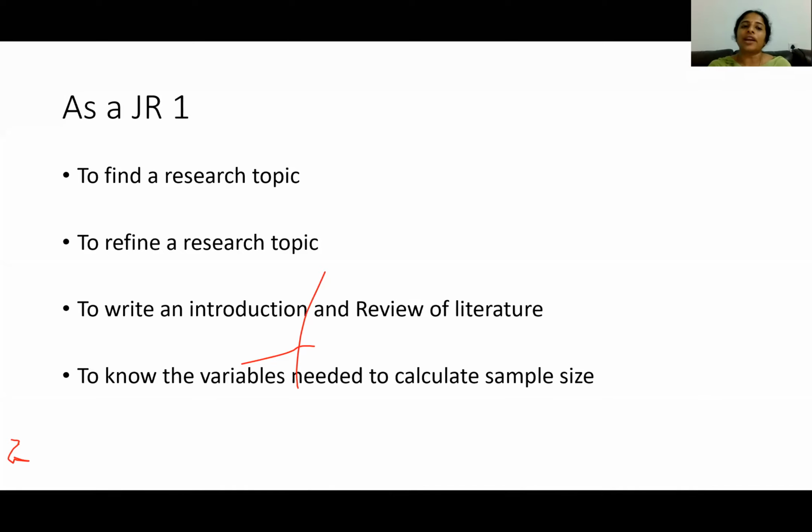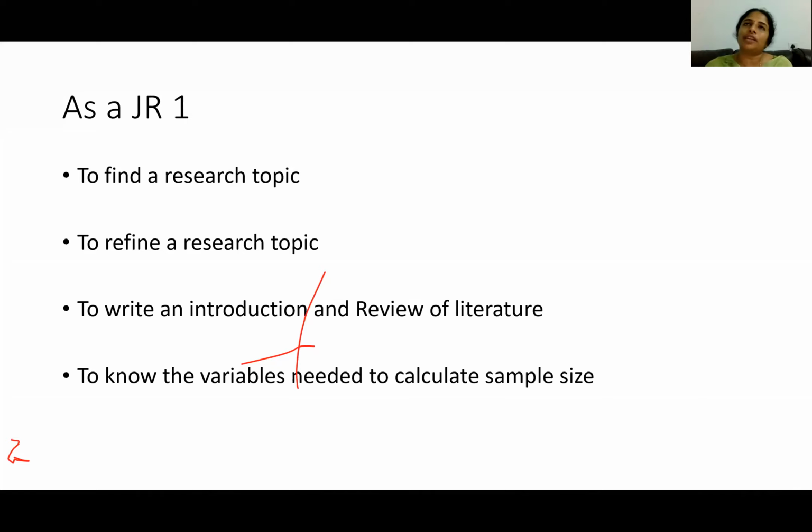So now you are at the next level. You've finalized a topic. Now you have to write an introduction and review of literature. What to write in the introduction and in the review of literature, I'll include in the last 2 slides. But to write that, you need to search. So that is the third reason why you should use literature search.